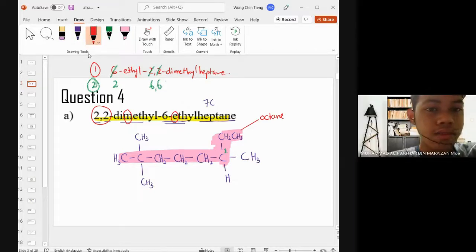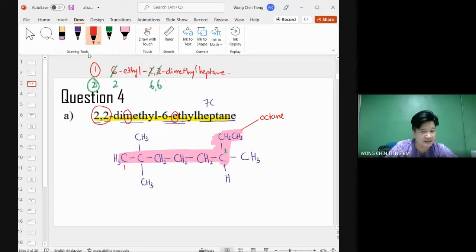Kita akan start kira dari kiri. 1, 2, 3, 4, 5, 6, 7, 8. Kita akan start kira daripada kiri sebab carbon nombor 2 dah jumpa substituent. Kalau kita kira dari kanan, carbon nombor 3 baru jumpa substituent. Okay? Macam biasa, bulatkan substituent kamu terlebih dahulu.